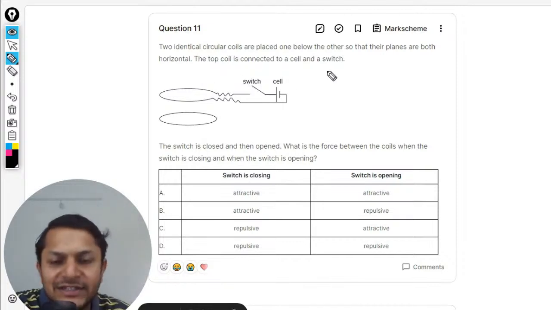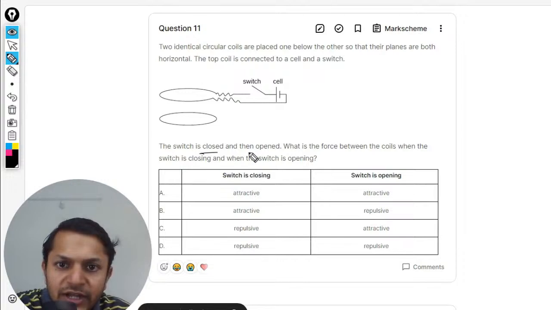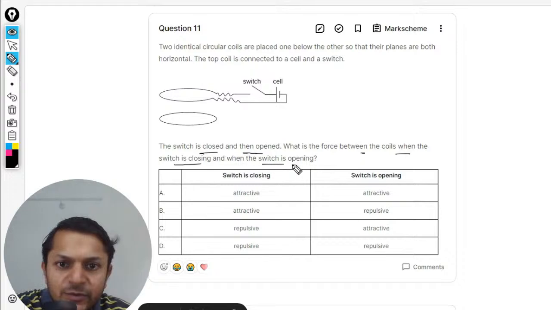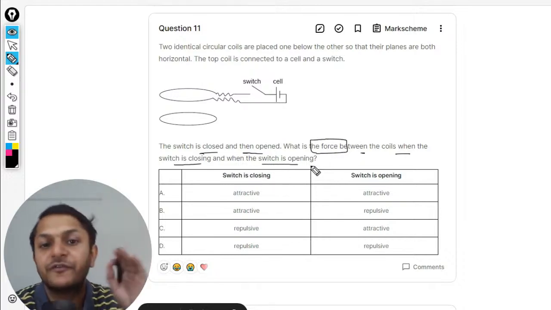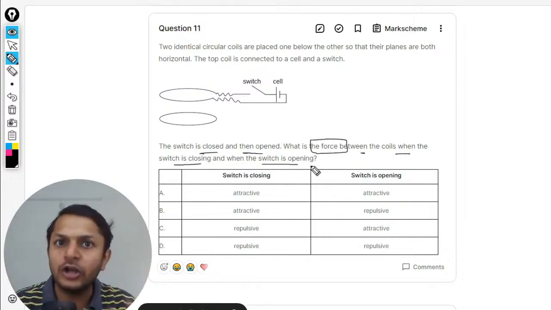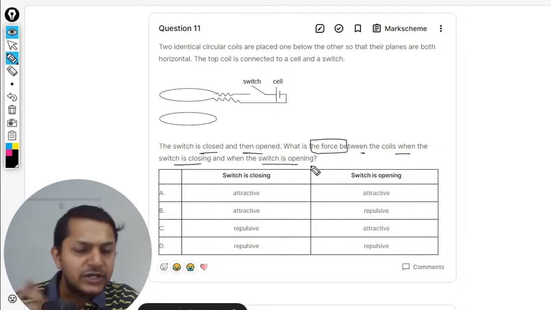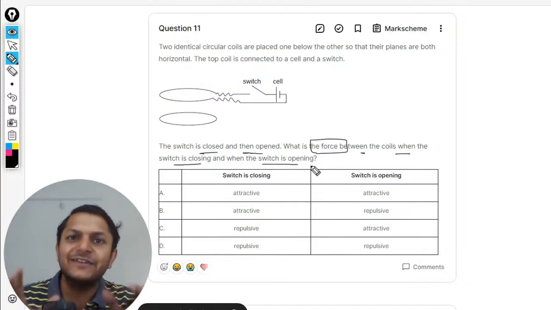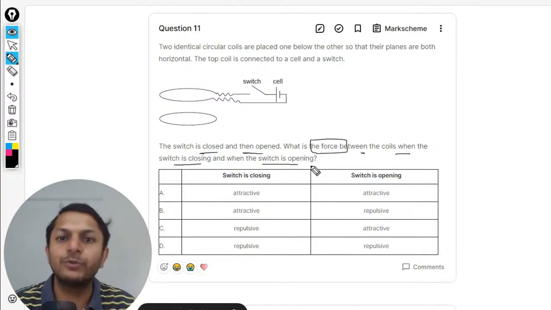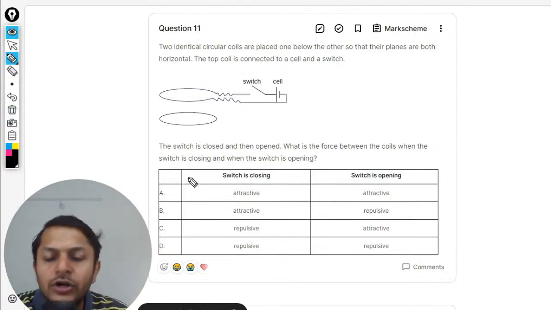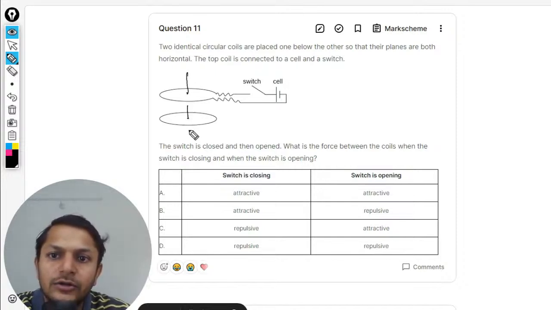Top coil is connected to a cell and a switch. The switch is closed and then opened. What is the force between the coils when the switch is closing and when the switch is opening? Again, the question is about the forces, and not about the direction of the induced current. In a couple of previous videos, I have described everything about the forces, but even now I would be doing the same. Do not worry about that. First of all, let us make this diagram more sensible. You see, I'm going to draw these lines here.